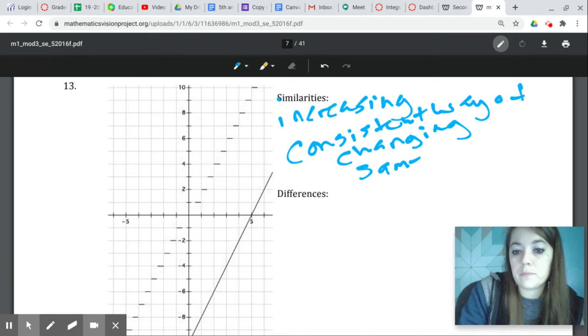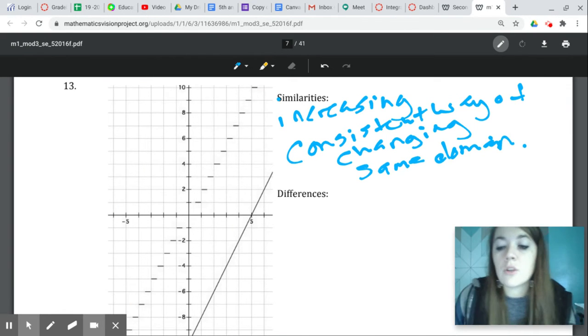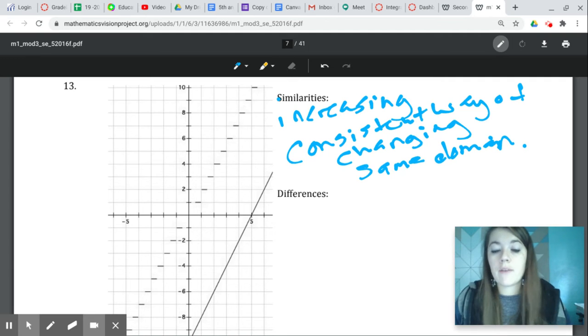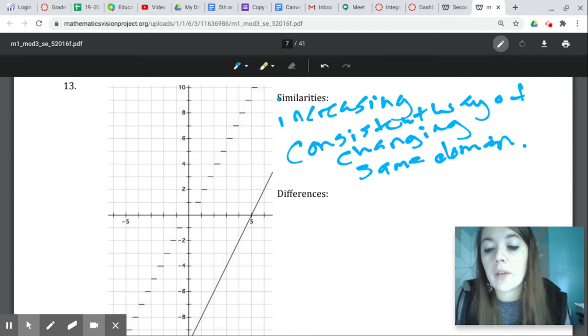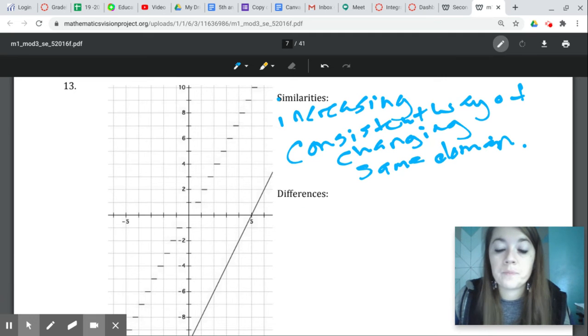Same domain. So domain, remember, is your possible x values. So how far are we going to the left? How far are we going to the right? Looking at all the possible x values.